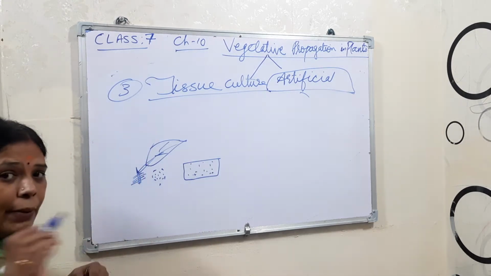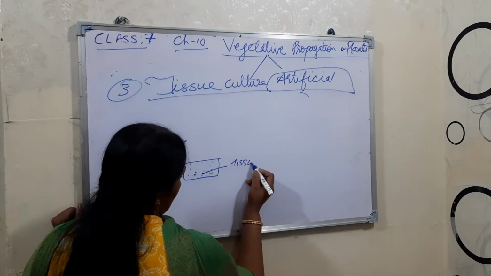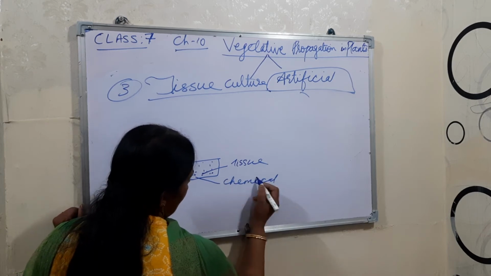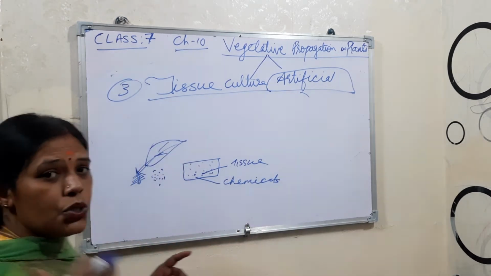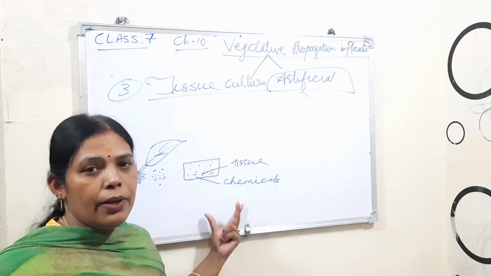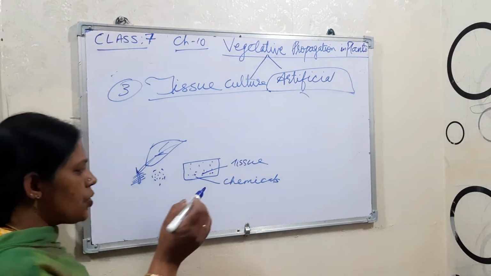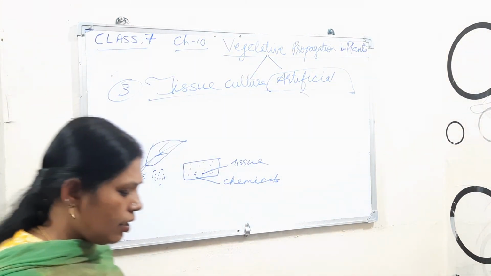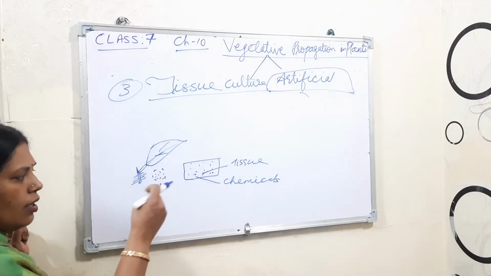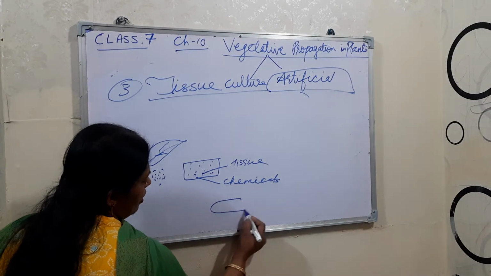Then chemicals also you have to add over there. Tissues as well as chemicals, so that it can grow. You are induced to grow the root and shoot both. Both are developing in this. Then what happens? The tissues grow, with the chemicals inducing them to grow.